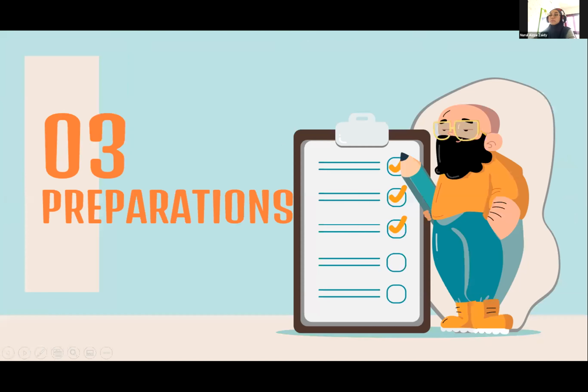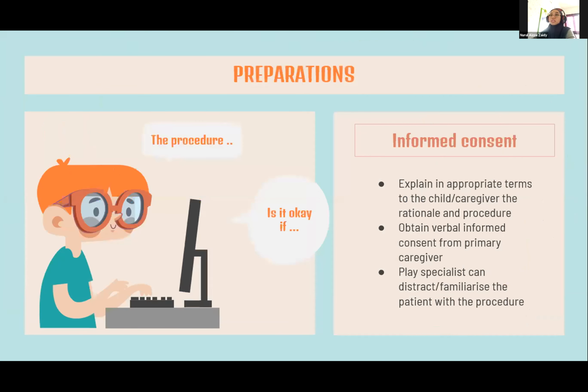Okay, next, preparations before we do the nasogastric tube insertion. Definitely informed consent if possible. Explain in appropriate terms to the child or caregiver the rationale on why we do this, and also the procedure briefly. Then obtain verbal informed consent from the caregiver. Play specialists can also be there to distract or familiarize the patient with the procedure in case they are scared or not comfortable to be in the hospital.